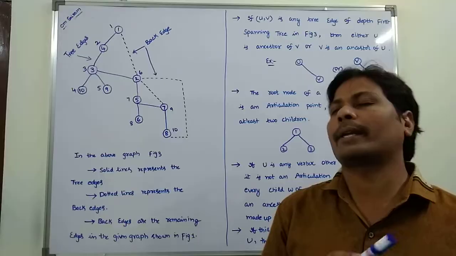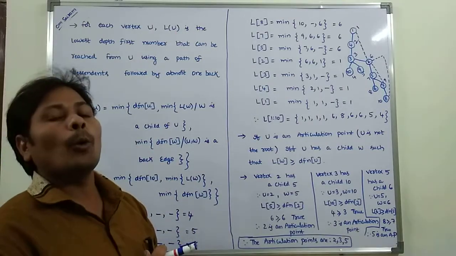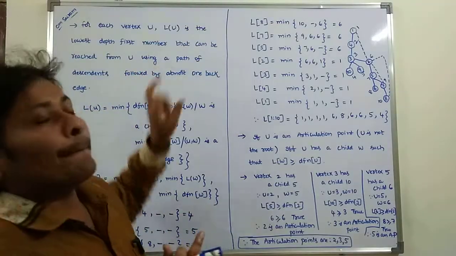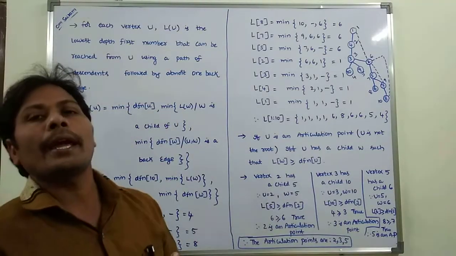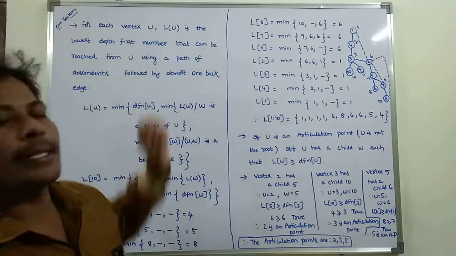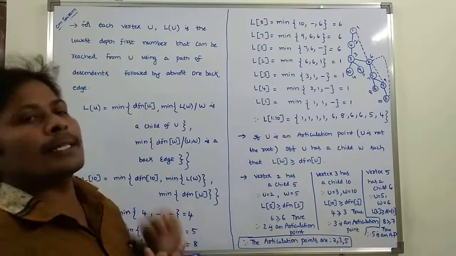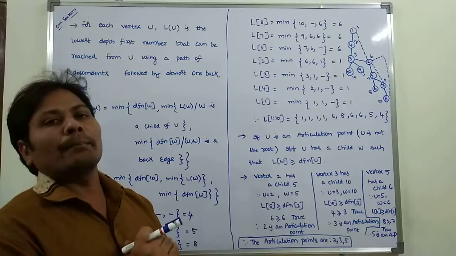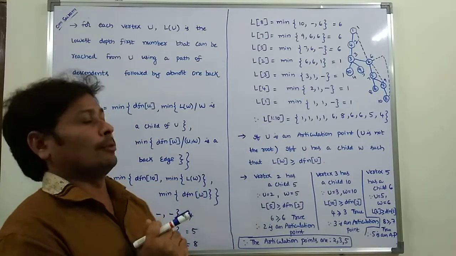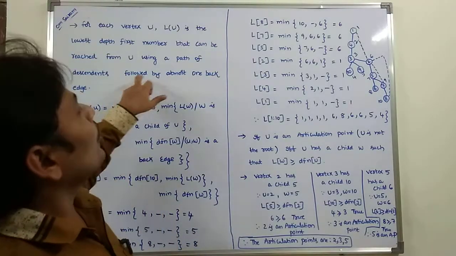Now, for each vertex u, L of u is the lowest depth first number reached from u using a path of descendants followed by at most one back edge. What is the meaning of this? For u any vertex other than the root, L of u is the lowest DFN number that can be reached from u using a path of descendants followed by at most one back edge.